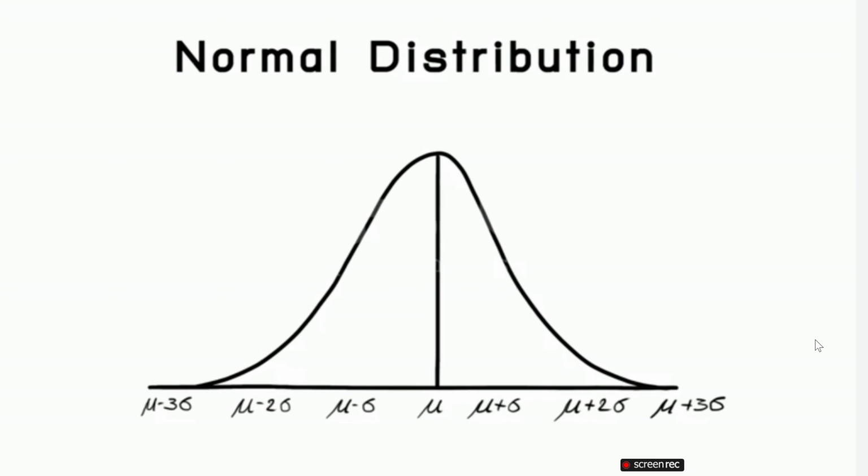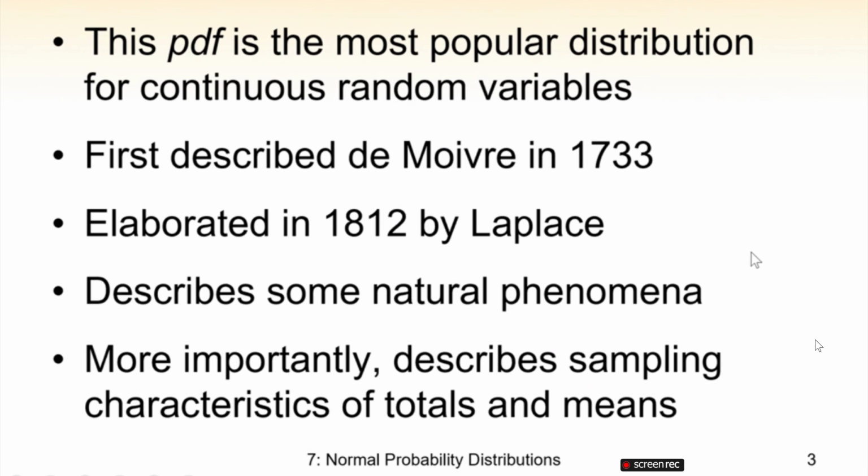And this has been observed in biological distributions in different fields. It was first described by De Moivre in 1733, and it was further elaborated on in 1812 by Laplace. And essentially, like I mentioned, it describes some natural phenomena. If you took the age of students within a particular class and plotted it on a graph, it's likely going to form a curve of normal distribution.